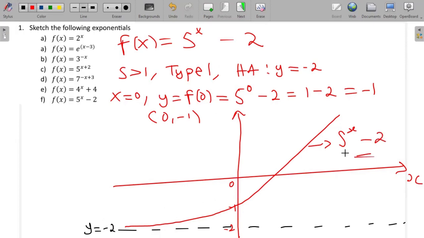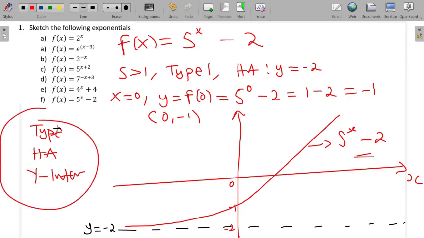Okay, so we are done with sketching exponential equations. So it's very simple. So remember, you just have to know the type, okay, from the base, and then you calculate the horizontal asymptote, and then you calculate the y-intercept. Okay, and then once you have these three, it's very easy to sketch any exponential function.